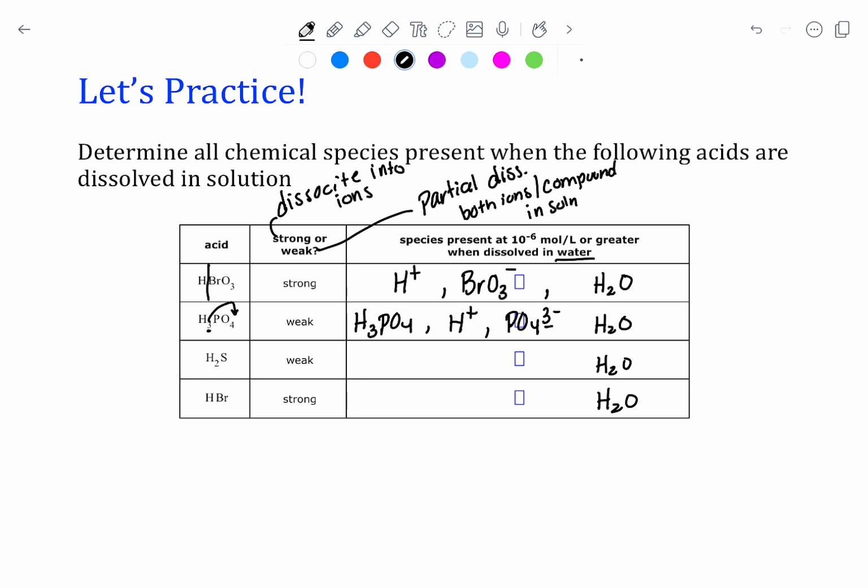Phosphate is one of our polyatomic ions, which we know has a charge of 3-, so you have to account for that charge properly. Okay, what I want you to do for the last 2 problems here is write out the chemical species that are present in solution for these last 2 acids.